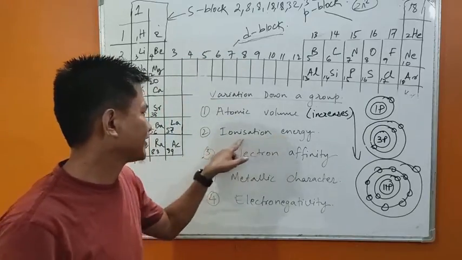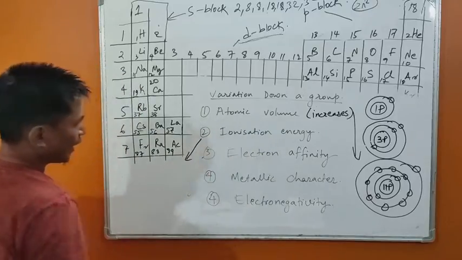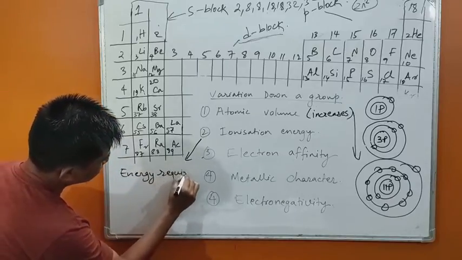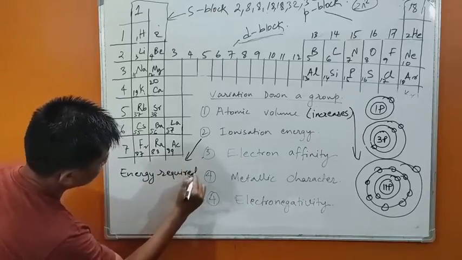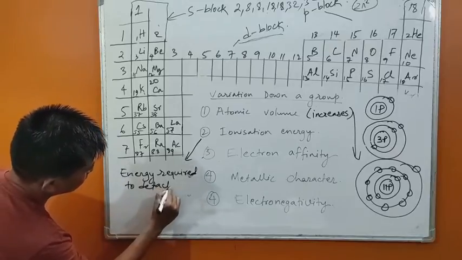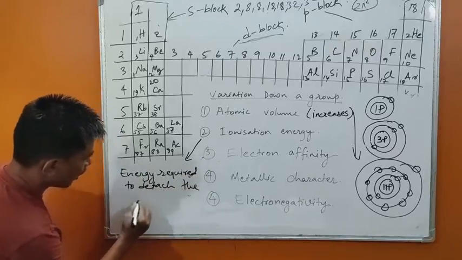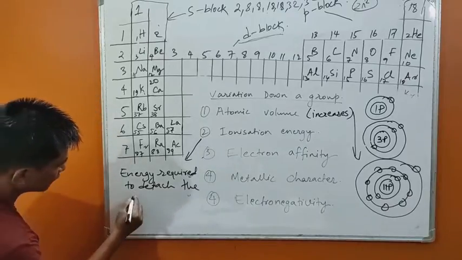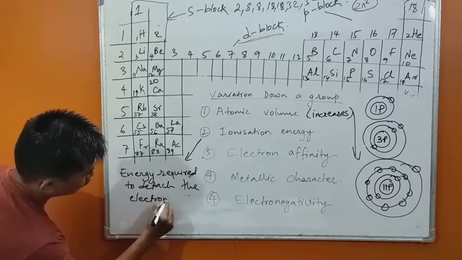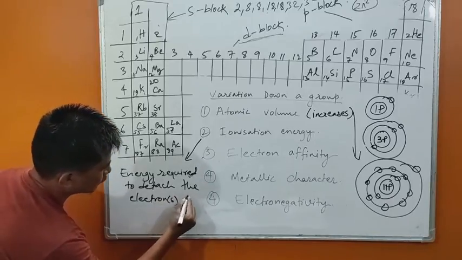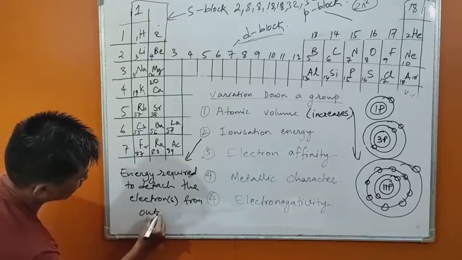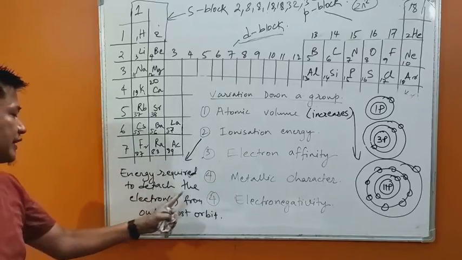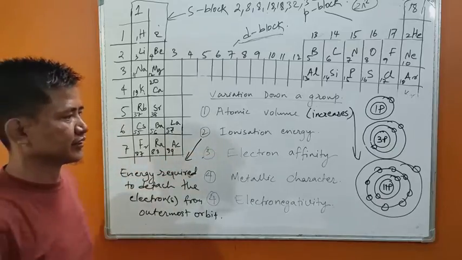Now let's check ionization energy. What is ionization energy? Ionization energy means the energy required to detach, meaning to remove, the electron from the outermost orbit, sometimes more than one electron, isn't it. The energy required to detach the electrons from the outermost orbit is called ionization energy.